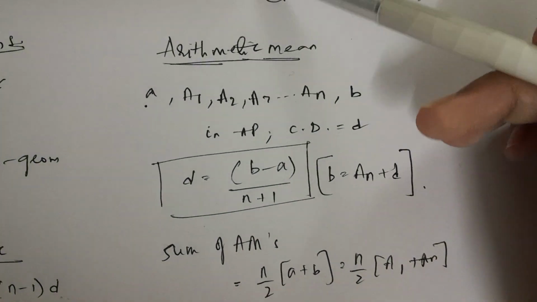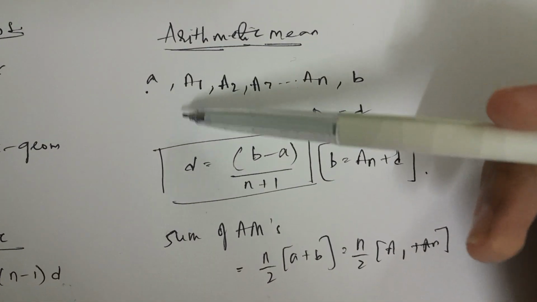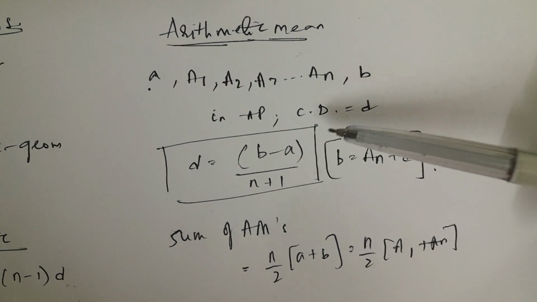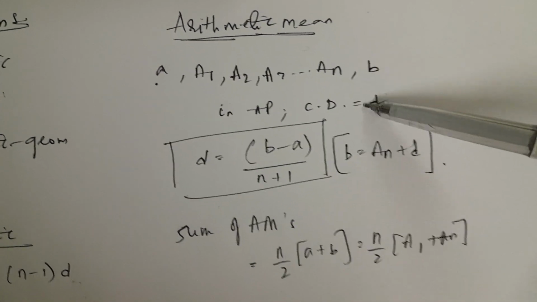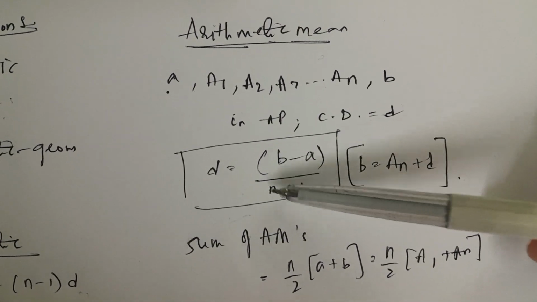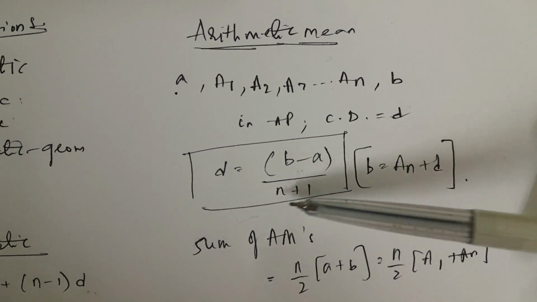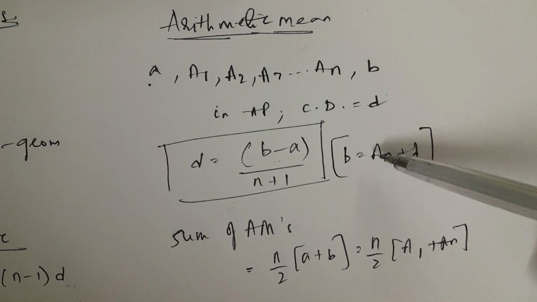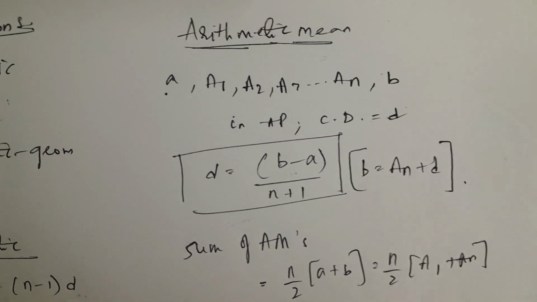Let's take a look at arithmetic means. Let's say we have these terms in an AP with a common difference d. So we can get the common difference with the following formula: d equals b minus a over n plus 1. And b is obviously a plus n plus 1 times d, the common difference.